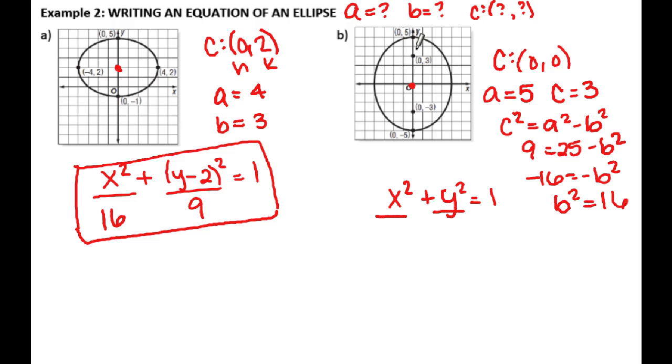So a is part of my major axis, and my major axis was vertical, which means I'm going to put a squared underneath the y because y represents vertical movement. So I have 25 underneath my y, and then my b squared is going to go underneath the x. And then there is your equation for that ellipse.